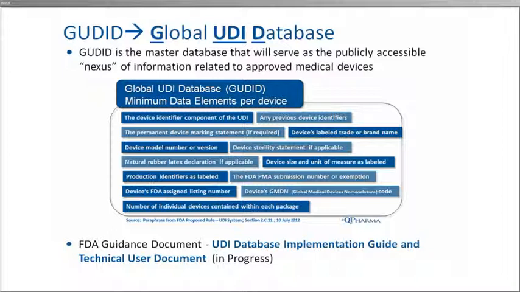Manufacturers will be required to submit data elements for their product to populate the GUDID. This graphic shows 13 minimum data elements per device that the FDA is expected to require for submission. The FDA is preparing a guidance document, the UDI Database Implementation Guide, which provides direction for companies in preparing their products' data for submission, and it addresses metadata, required data elements, and it defines the elements that will be part of the online web-based portal.